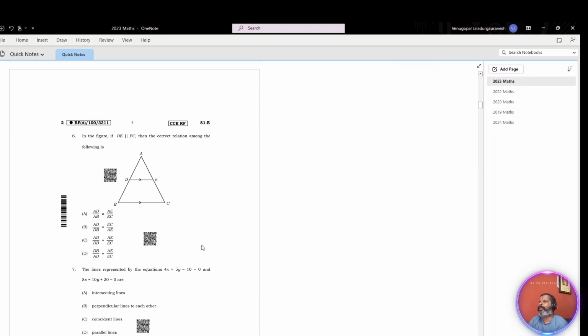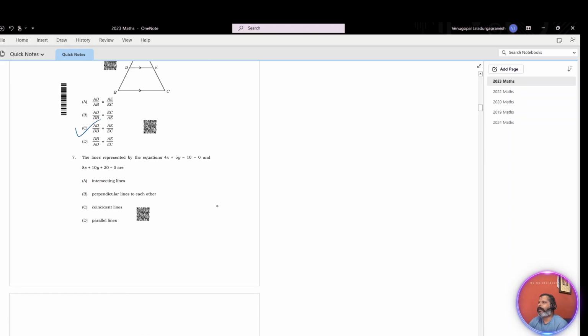In the figure, DE parallel to BC, the correct relation, it's a BPT theorem directly. When DE is parallel to BC, the relation is AD by DB equal to AE by EC. Just find out. AD by DB is not there. AD by AB, AE by EC not there. AD by DB, AE by EC. Yes, C is the answer.